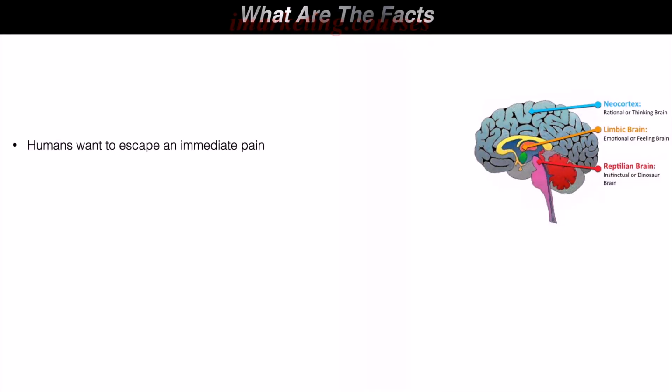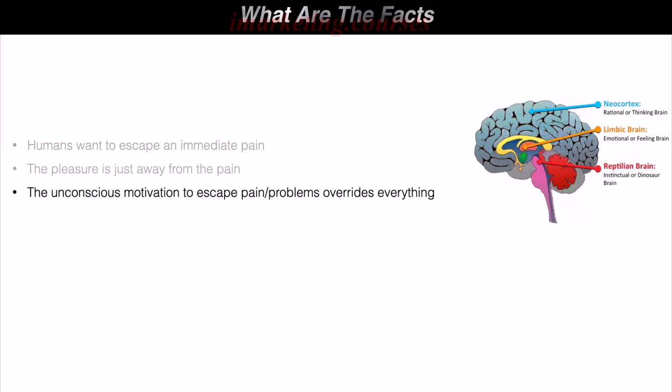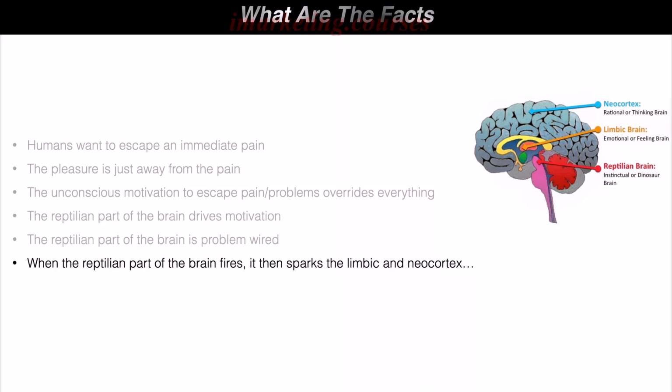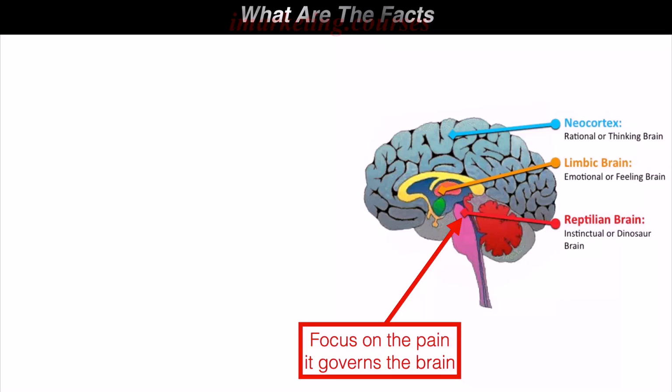So what are the facts? Humans want to escape immediate pain. That's it. The pleasure is just away from the pain. The unconscious motivation to escape pain or problem overrides everything. The reptilian part of the brain drives motivation. It is problem wired. When the reptilian part of the brain fires, it then sparks the limbic and neocortex to react. So focus on the pain, it governs the brain.